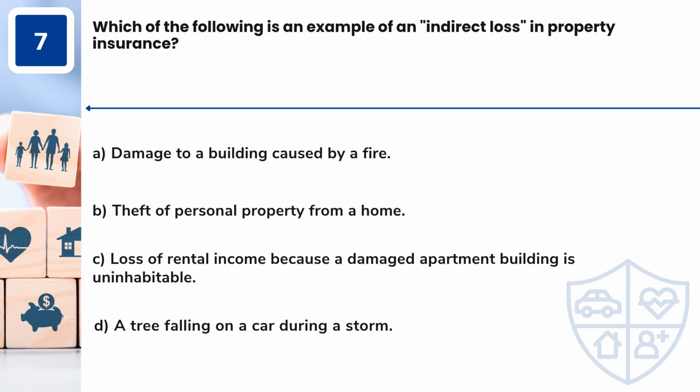Question 7. Which of the following is an example of an indirect loss in property insurance? A. Damage to a building caused by a fire. B. Theft of personal property from a home. C. Loss of rental income because a damaged apartment building is uninhabitable. D. A tree falling on a car during a storm.